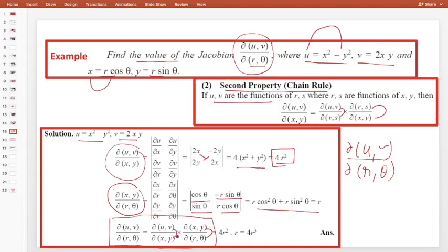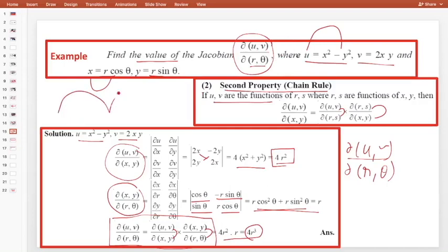So you put all these values here. 4r square into this is simply r, so the total is 4r cube. In this way we can use the chain rule property. If the function is not directly given, we can use the chain rule.